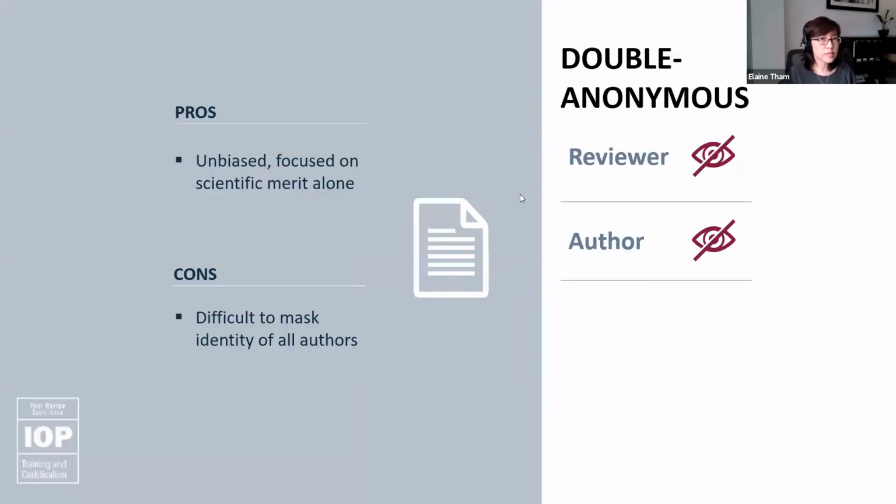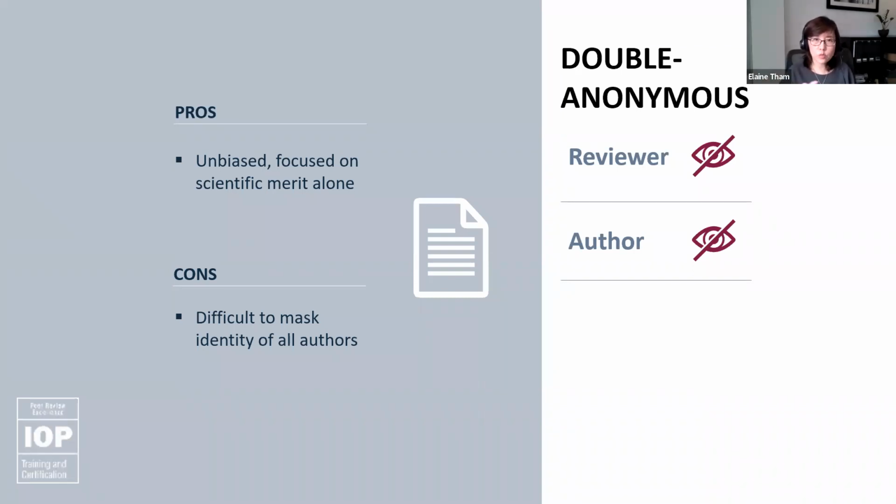In double anonymous, the author doesn't know the reviewer's identity, and the reviewers also don't know the author's identity. At IOP, we decided to make this the default option for our journals, and we are the first major publisher in the physical sciences to do so. And the reason we're doing this is because we believe in the integrity of science and in the importance of assessing scientific work purely on its own merits.